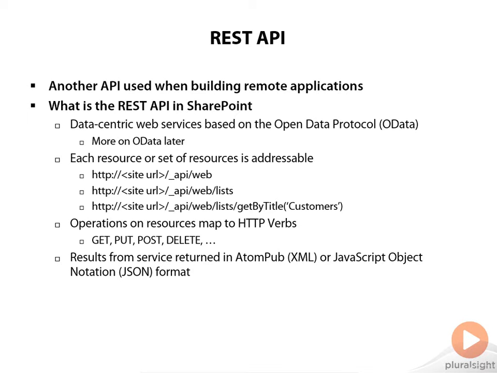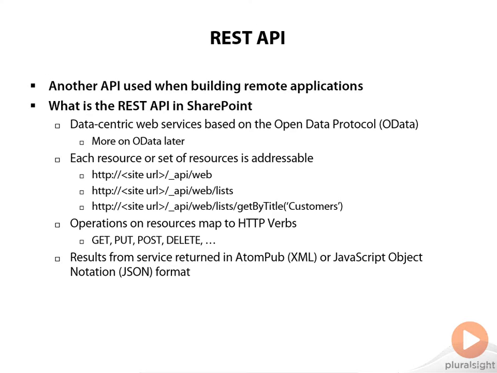The other major topic for the course is the REST API. Now, this is not a traditional API where we have a set of libraries that contain types, and those types contain properties and methods. The REST API is implemented as data-centric web services based on the Open Data Protocol, or OData. And basically, the way these web services work is each resource in the system is addressable by a specific URL that you pass off to the server.